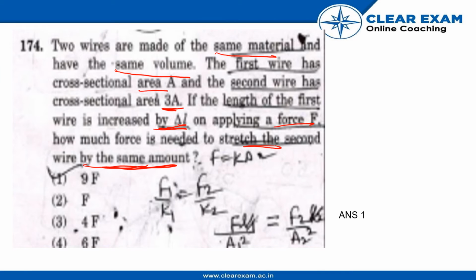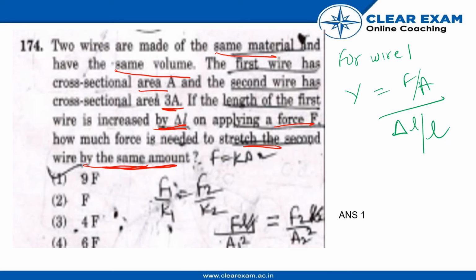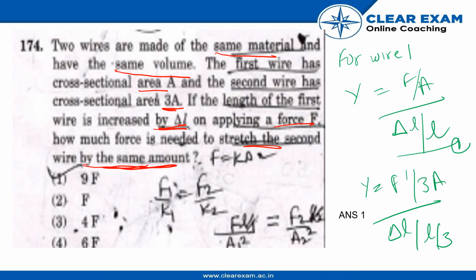Now the Young's modulus is the same for both wires. So for wire 1, Y is Young's modulus, so it is basically F by A upon delta L by L. And for wire 2, Y equals F dash upon 3A, delta L upon L by 3. This is equation number 1.